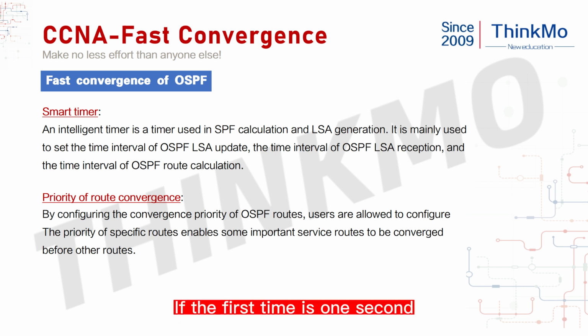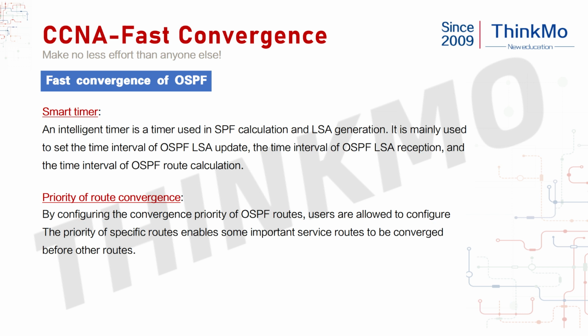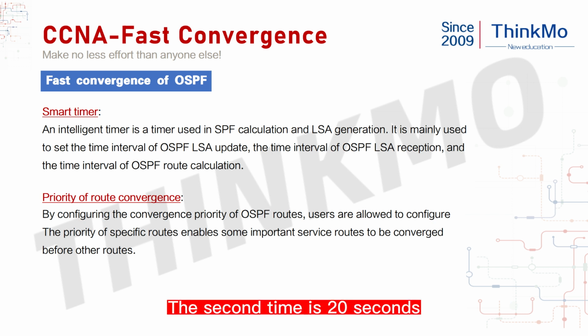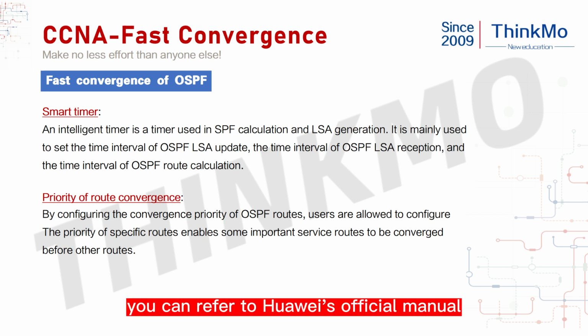If the first time is 1 second, jitter once. The second time is another 1 second jitter. The first time it could be 10 seconds, the second time 20 seconds. Exponential growth, or multiply. So the third time, 30 seconds. Fourth time, 40 seconds, all the way up. So what's going on here? You can refer to Huawei's official manual.